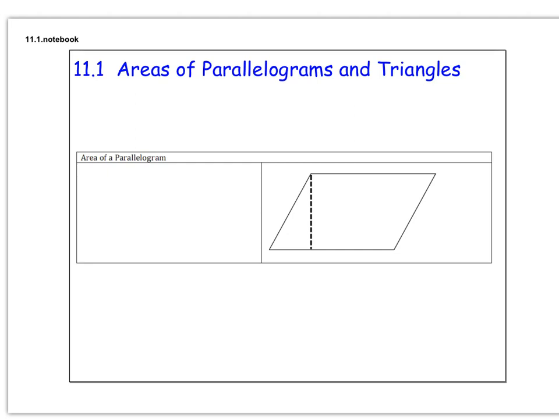Hi everybody, we are ready to start Chapter 11. Chapter 11 is all about areas of different polygons. We're going to be finding perimeters and areas. And today we're going to start with parallelograms and triangles.